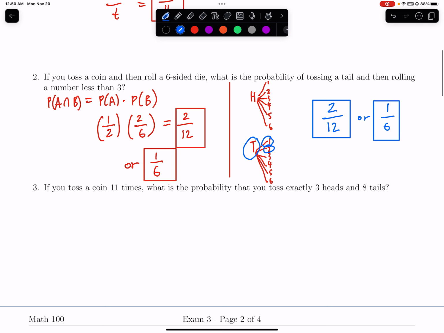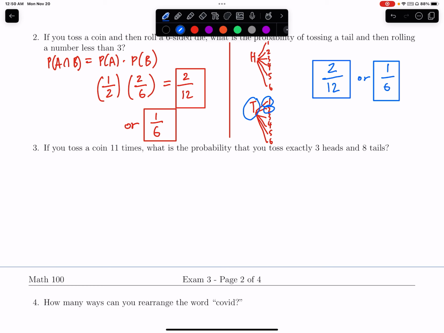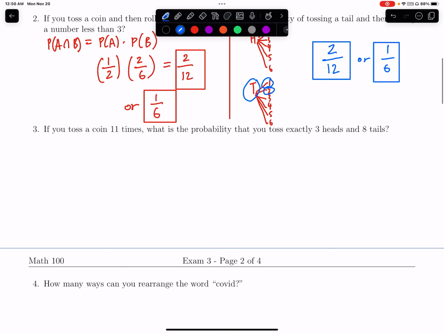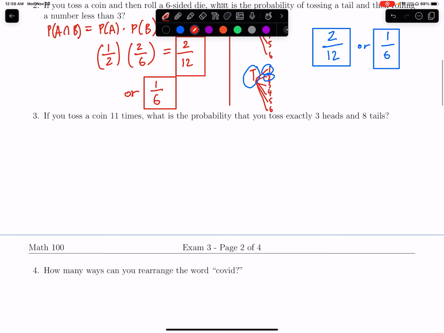All right, number 3. If you toss the coin 11 times, what's the probability that you toss exactly 3 heads and 8 tails? Oh, interesting question. So if you toss the coin 11 times, first of all, what is the number of outcomes possible? This is an FCP question, fundamental counting principle question. You have 2 outcomes possible per toss, and since you did 11 times, it's 2 to the 11th. That's the denominator, right? The total number of possible outcomes.